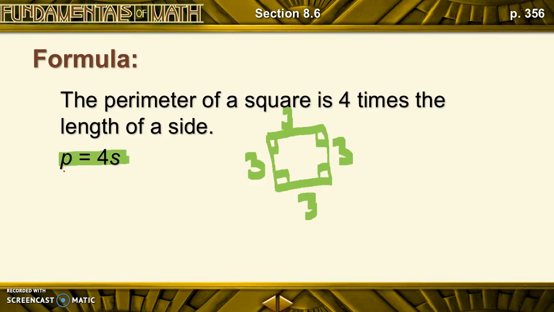So we just have to remember that P is our perimeter. This lowercase s stands for the length of our sides. We're multiplying it by 4 because a square has 4 equal sides.